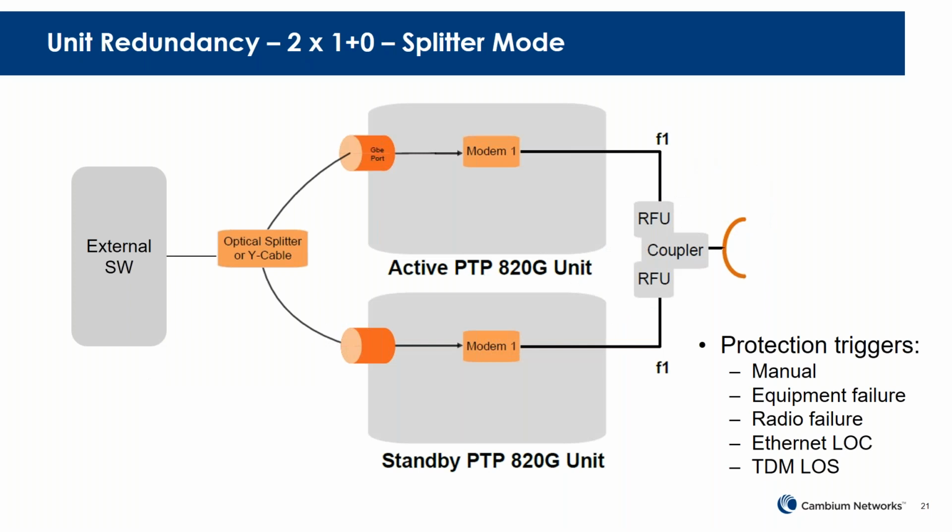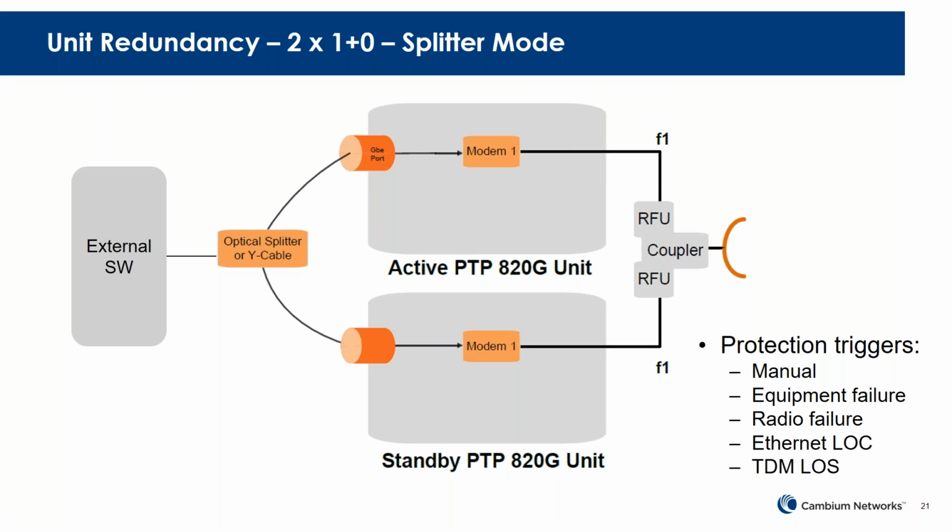With A20G, you can also achieve unit redundancy, and we support two modes, just like A20C and A20S. One is called the splitter mode. Obviously, with the splitter mode, you're going to have to use an optical splitter cable, or we call it white cable, right? White fiber cable. Same idea as with A20S.